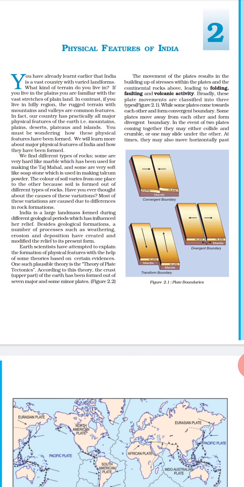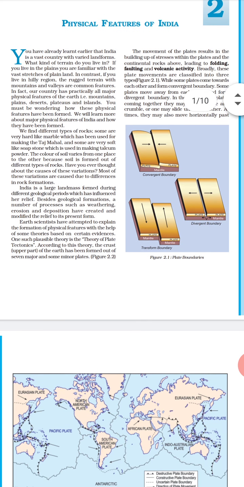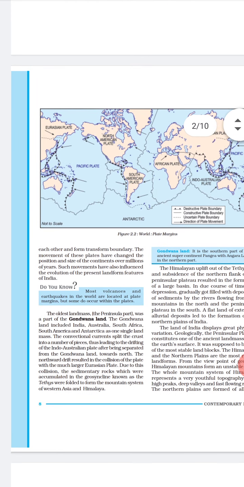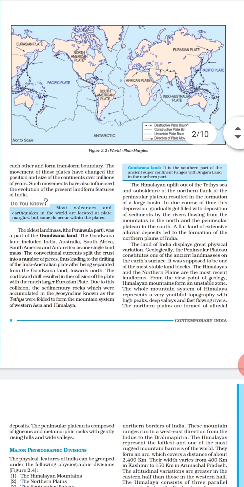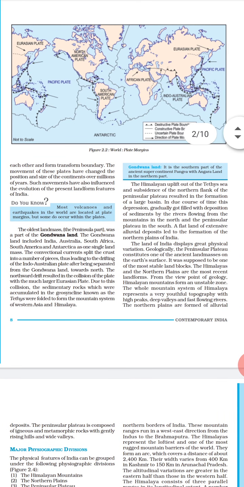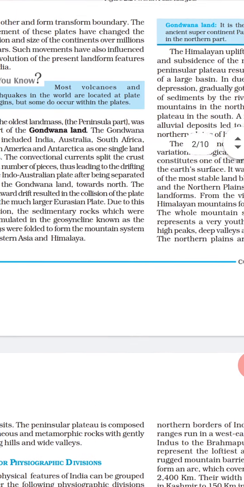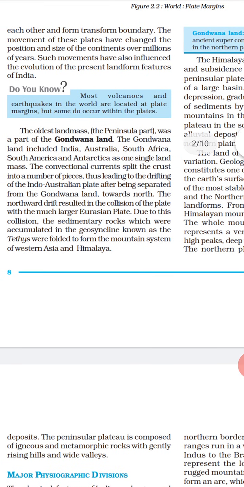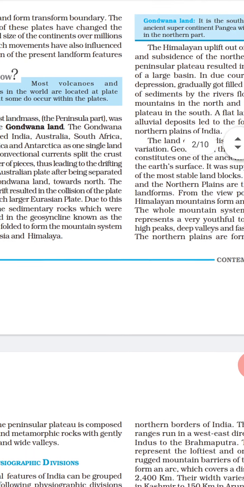Students, day before yesterday we started physical features of India. So far we have discussed the tectonic plates, three types: converging tectonic plates, diverging tectonic plates, and transforming tectonic plates. And we have discussed the oldest landmass and how the Himalayas were formed. I think the things are clear in your mind.